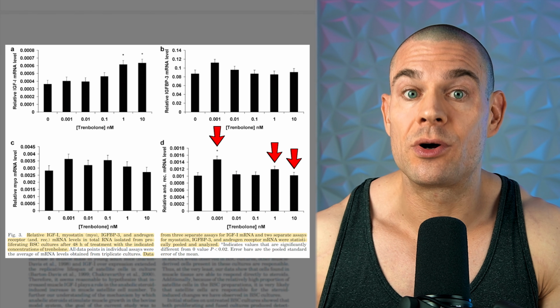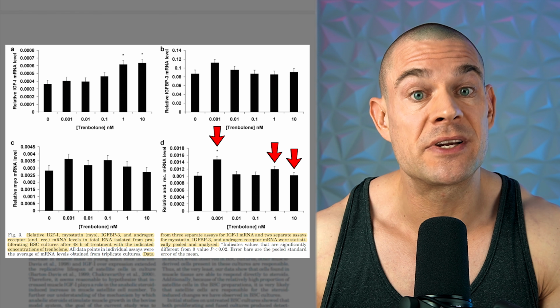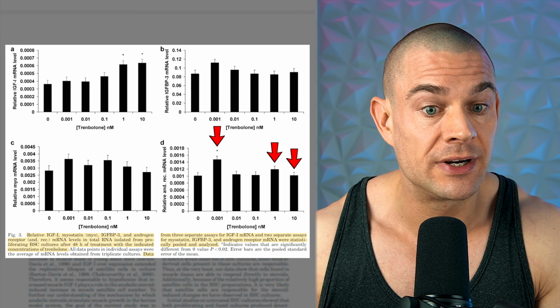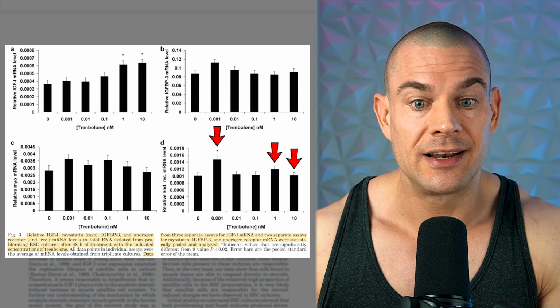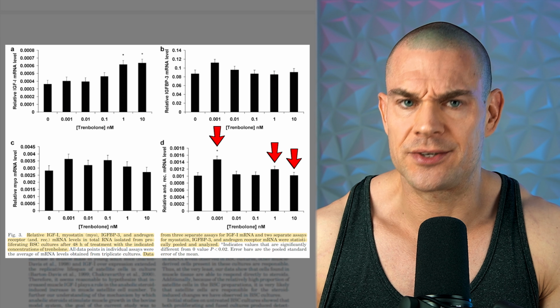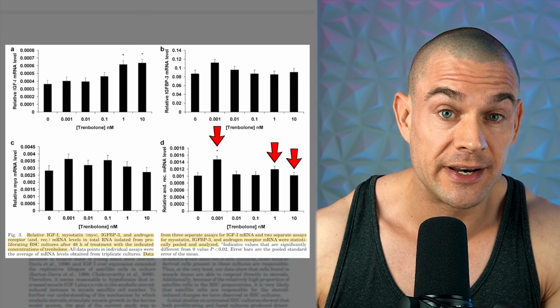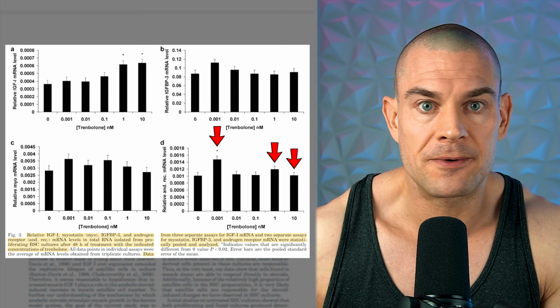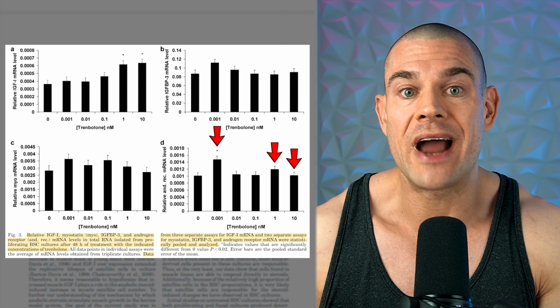Interestingly, the lowest Trenbolone concentration increased androgen receptor messenger RNA levels the most, but at the higher concentrations of Trenbolone, androgen receptor messenger RNA levels were comparable to baseline. So in this context, it doesn't mean that more Tren is better, right? And it depends what you want. Do you want more IGF-1, lower myostatin levels, or more androgen receptors?